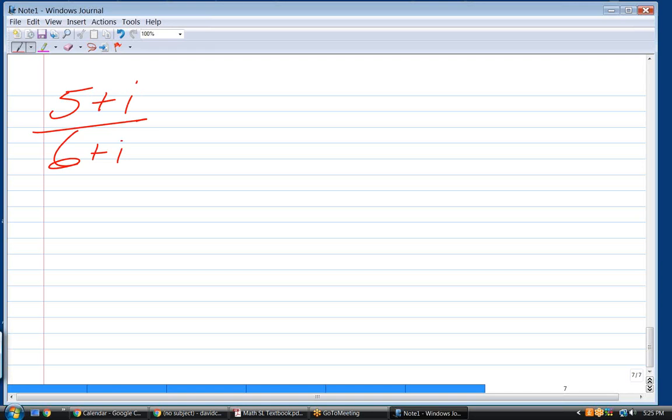Remember, this is not really a division problem. My only goal is to get rid of the I in the denominator. Multiply everything by 6 plus I. 6 minus I, the conjugate. It's always the same as what you're looking at, only with an opposite sign. Is that what I always do? Yes, that's what you always do whenever you're doing division by a complex number. It's really a multiplication problem.